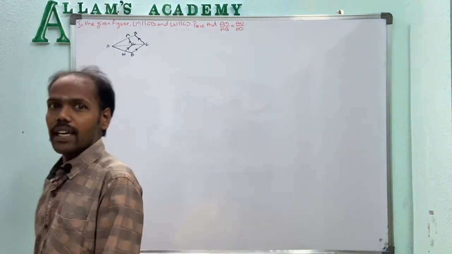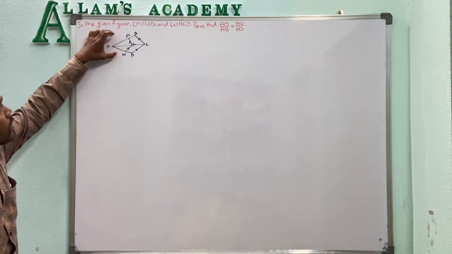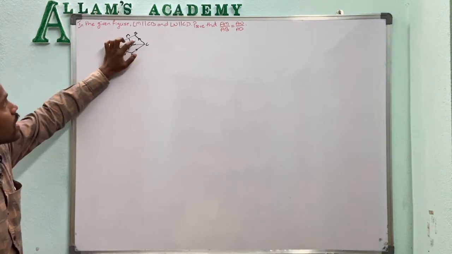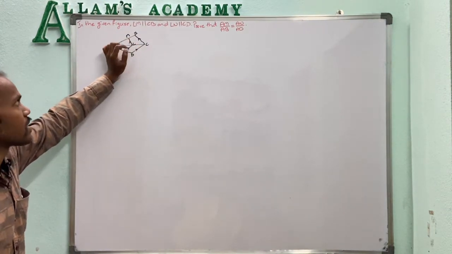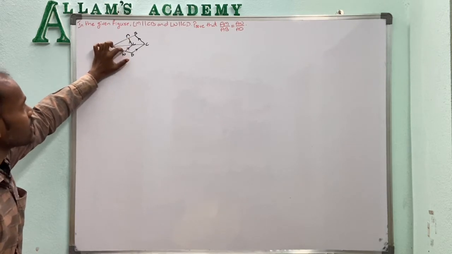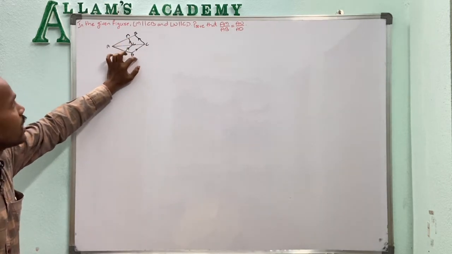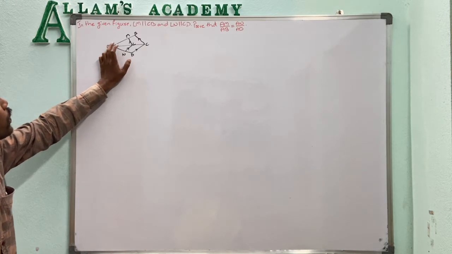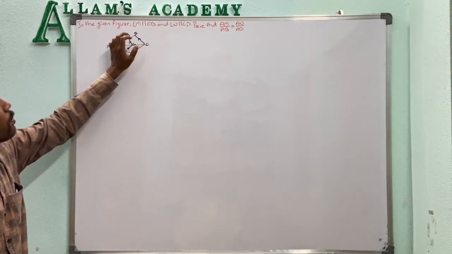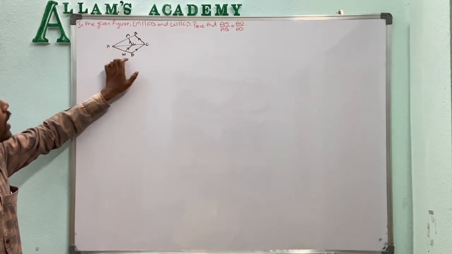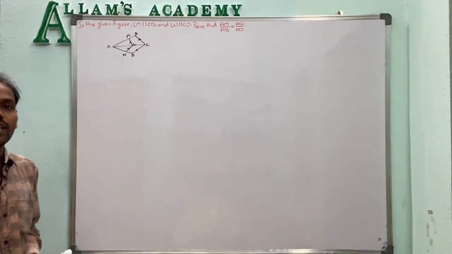So here in this diagram, line segment LM is parallel to line segment CB, and line segment LN is parallel to line segment CD. We have to prove AM by AB equals AN by AD. That is what we have to prove.